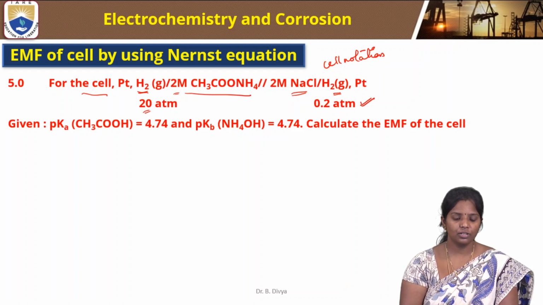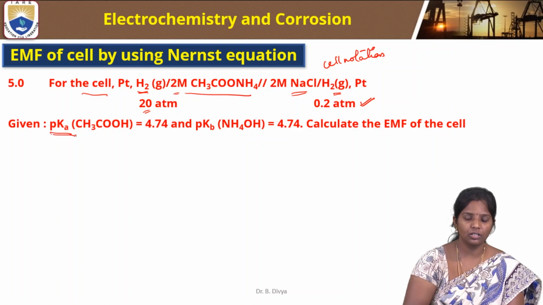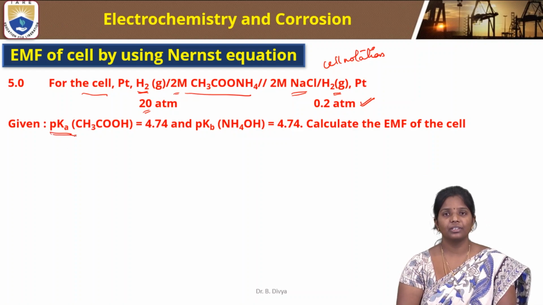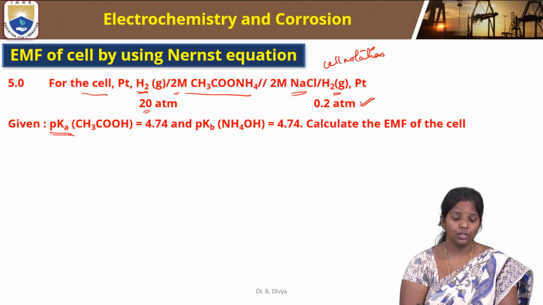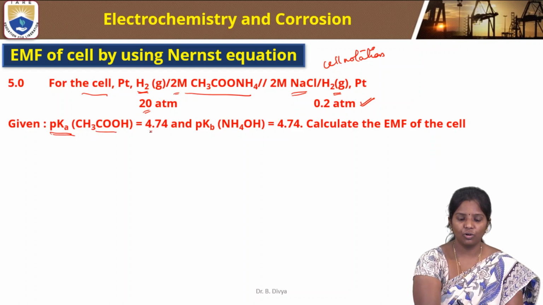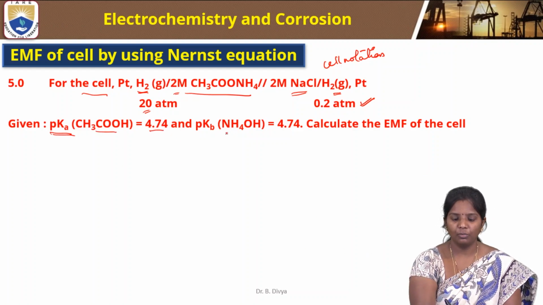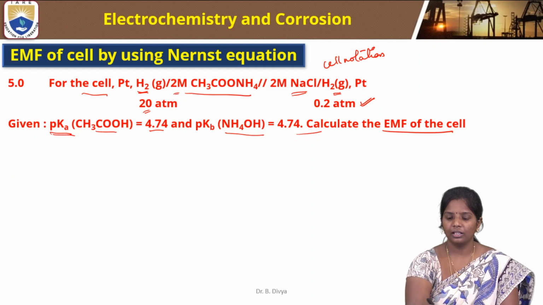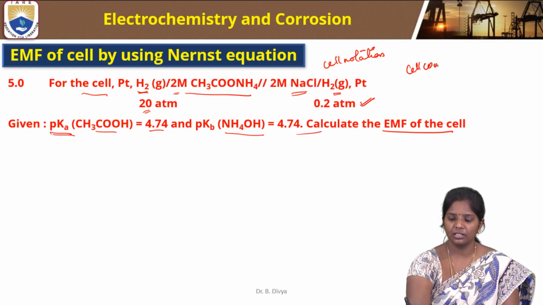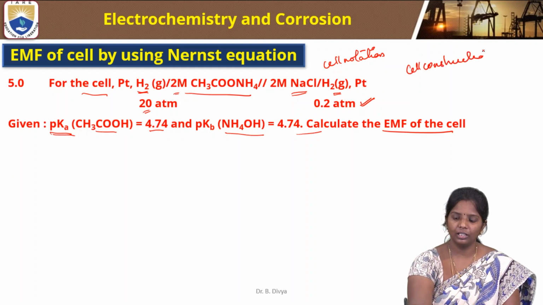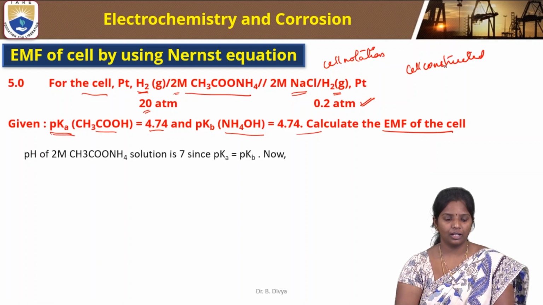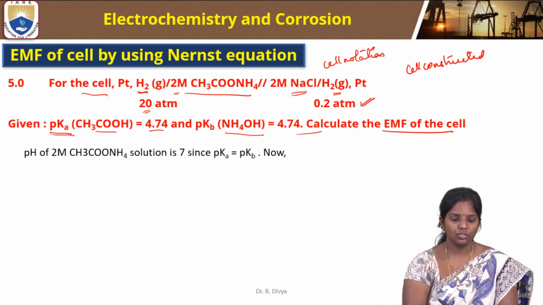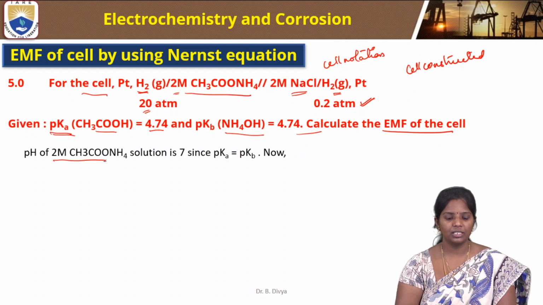Now they have also given the pKa values, the dissociation constant values for that particular acid and base: acetic acid is 4.74 and ammonium hydroxide is 4.74. Calculate the EMF of that particular cell. Now this is the cell that is constructed, and we have to find out the EMF of that cell.